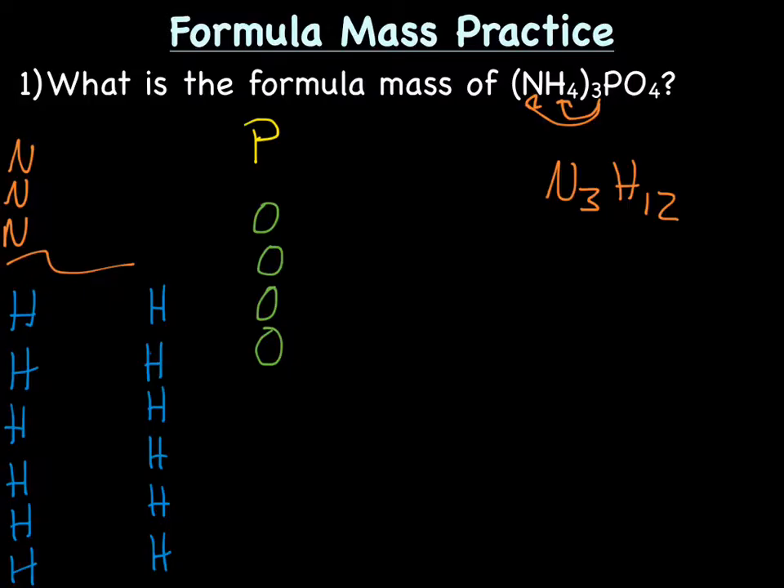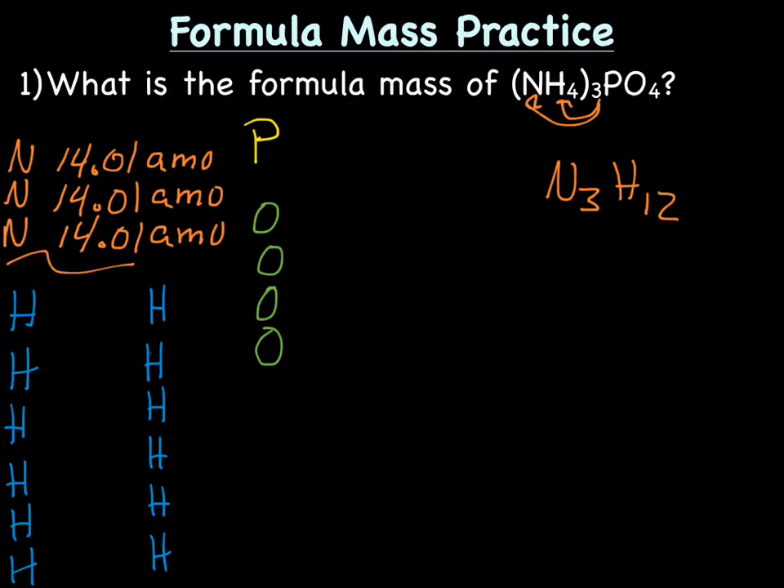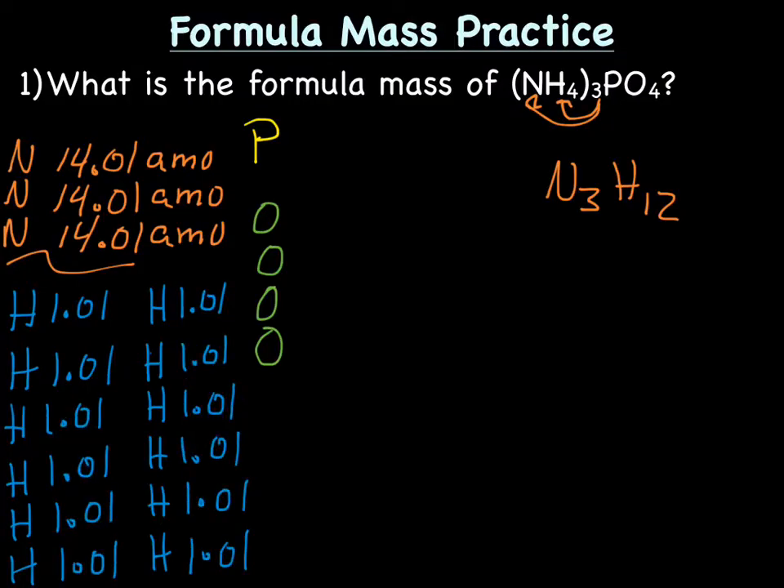Next, I'm going to look on the periodic table to find the average atomic mass for each of the atoms I have listed. I know nitrogen is 14.01 AMU, and hydrogen is 1.01 AMU. Phosphorus has an average atomic mass of 30.97 AMU, and oxygen is 16.00 AMU.